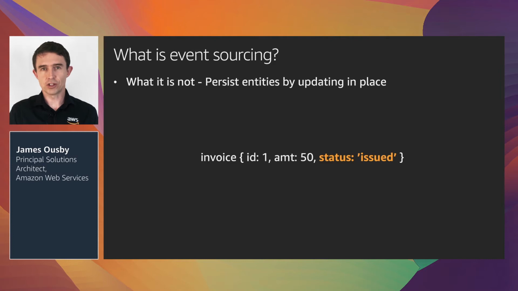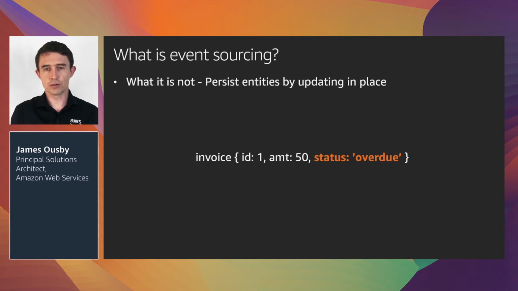30 days later, we run a job that identifies that invoice hasn't been paid yet, and we update the status in the row in that table to overdue. 10 days later, the customer pays that invoice, and again we go in and we update that column in the particular row to paid.